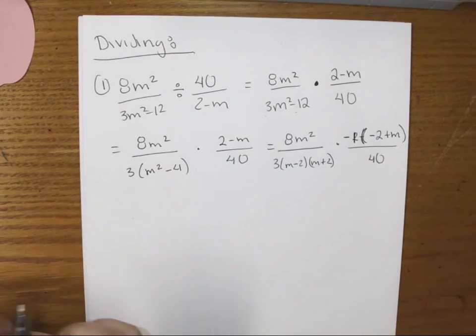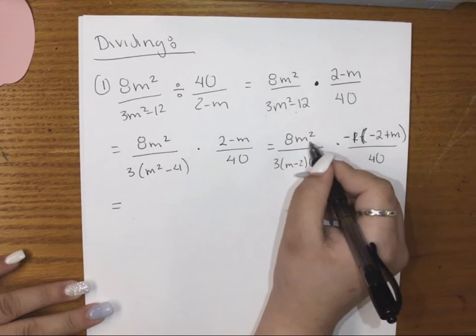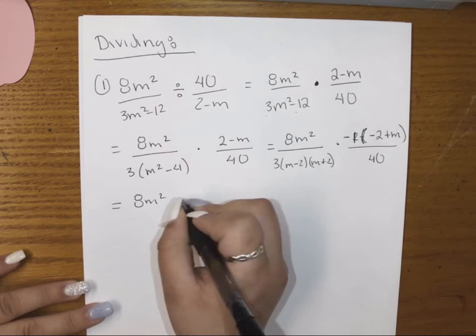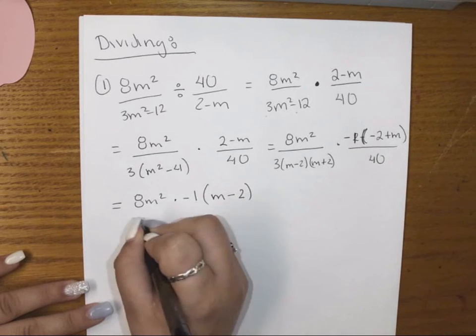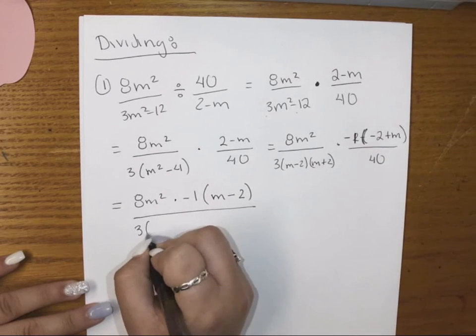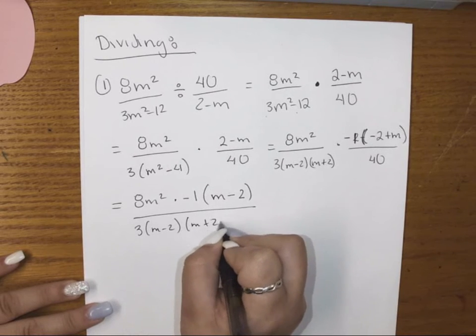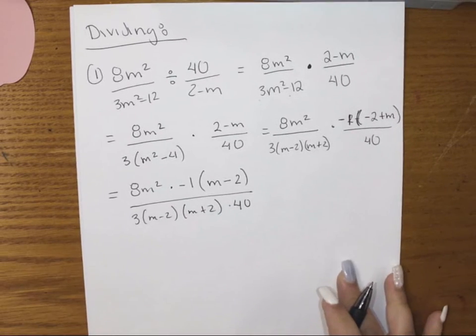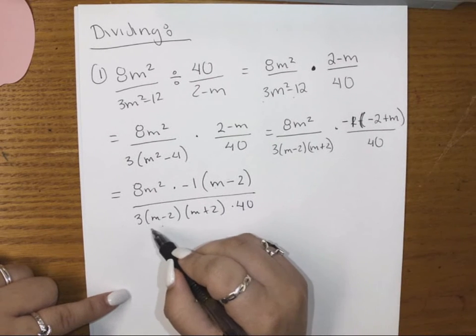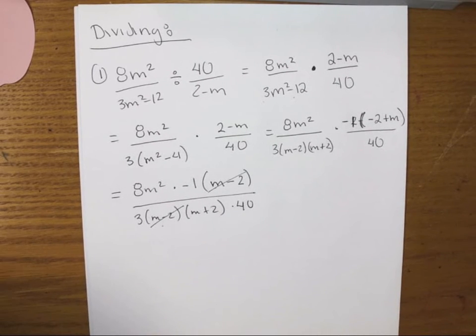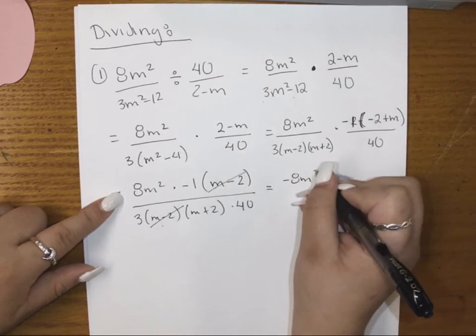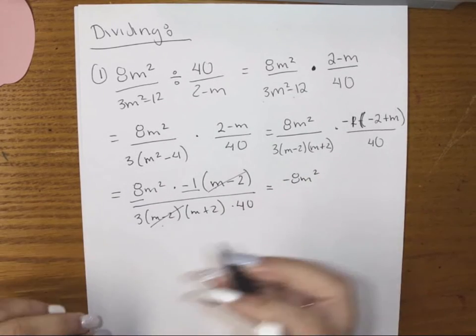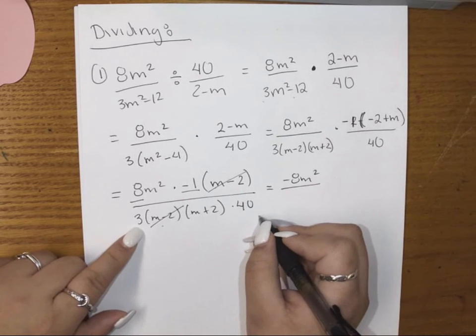40 on the bottom. So now we're able to multiply together. So we have 8m squared times negative 1. I'm going to go ahead and rewrite this as positive m, negative 2, all over 3n minus 2, m plus 2 times 40. And you can see that now n minus 2 matches with n minus 2, so we can cancel this out here. And then from here, we end up with negative 8m squared, because we take the negative 1 and multiply it by 8, over 3 times 40.